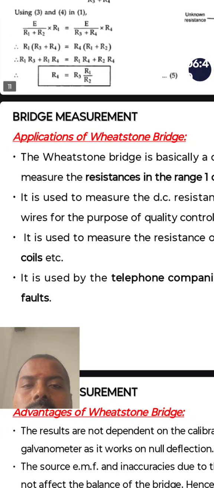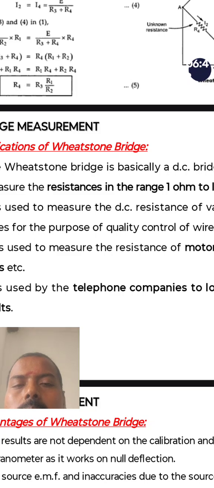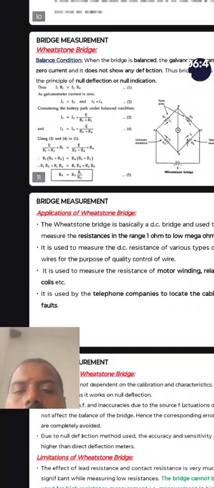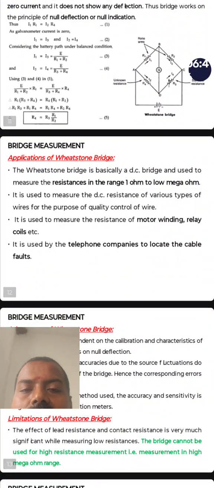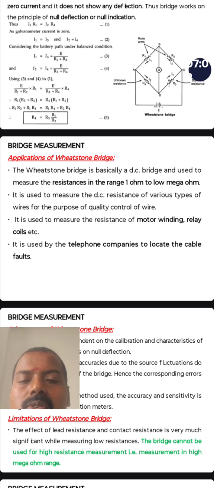The applications of the Wheatstone bridge: it is basically a DC bridge used to measure resistance in the range of 1 ohm to low mega ohm, and also to measure the DC resistance of various types of wires for the purpose of quality control of wires, and also in motor windings, relay coils, etc. Telephone companies also use it to locate cable faults, as a Wheatstone low range bridge measurement.